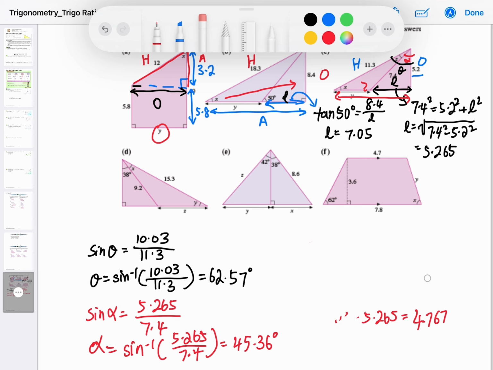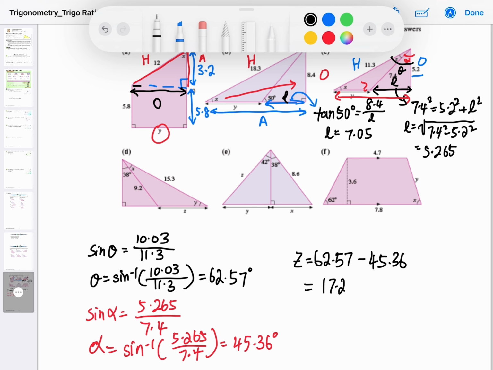To conclude this part, the value of z equals 62.57 minus 45.36, that is 17.21 degrees. Yep. I will continue in a second video.